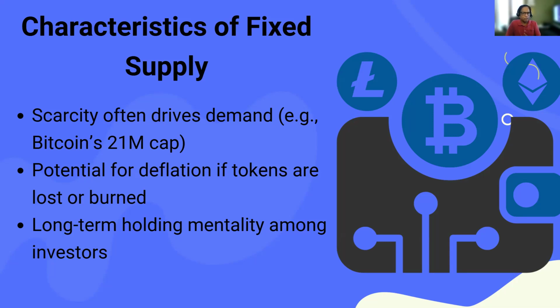So it's fixed. There is also the potential for deflation if tokens are lost or burned. For example, if somebody loses their Ethereum or Bitcoin token, they cannot get it back. Once it's lost, it's lost. So the total number of tokens is fixed, and more and more people want to buy. Since more people want to buy a fixed number of tokens, the value goes up. That is the main characteristic of a fixed supply of tokens. So people hold these tokens for the long term as a store of value.